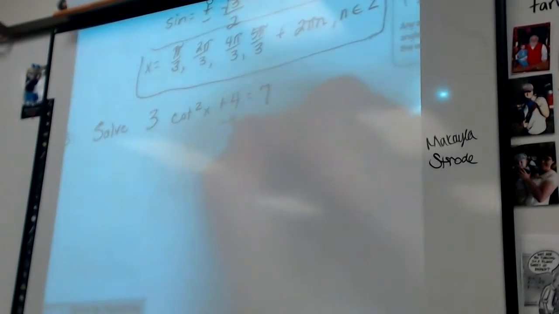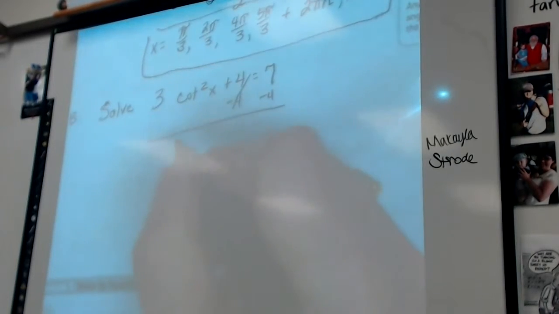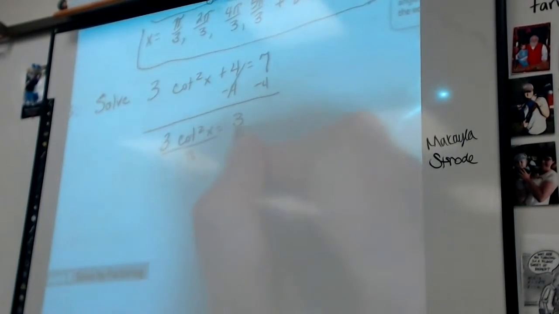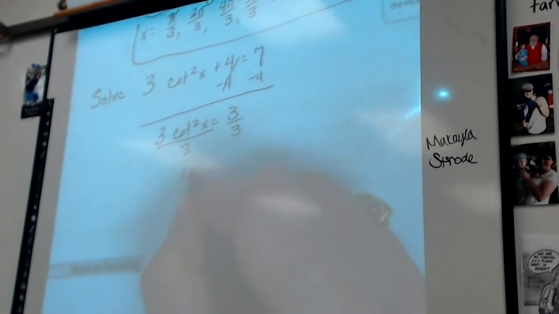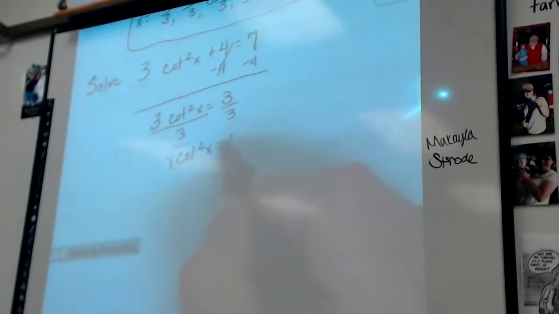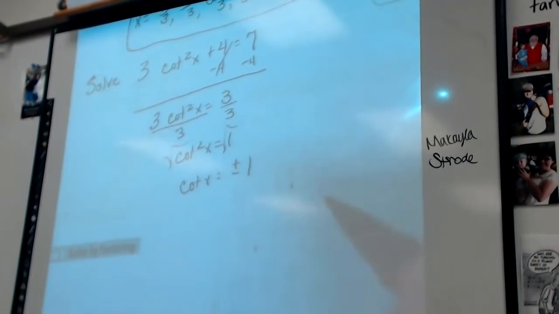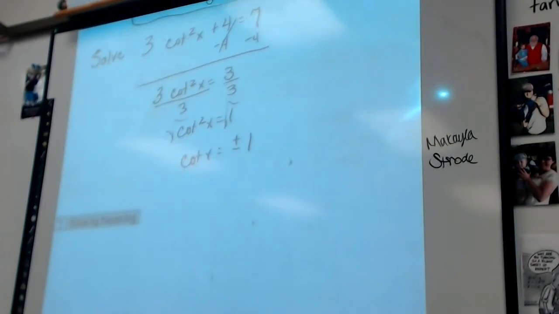3/3 is 1. Square root of 1 is 1, so cotangent x equals plus or minus 1. If you take the square root of both sides, you're right. Cotangent x equals plus or minus 1. Like this stuff, more algebra. This is kind of like more algebra. And yeah, I like it a lot better.